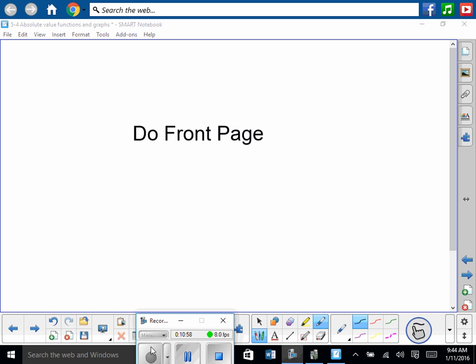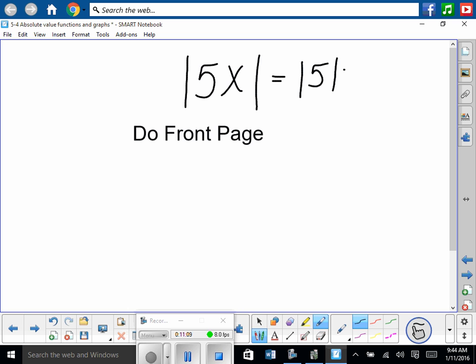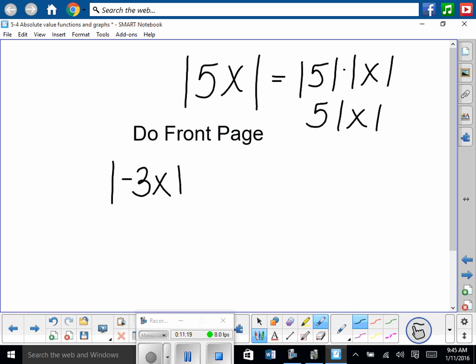If you have something like the absolute value of 5x, for example, you could split it up. That's just 5 times x. That's actually the same thing as the absolute value of 5 times the absolute value of x. So that's just 5 absolute value of x. You see how it's the same thing? So let's say we have the absolute value of negative 3x. Well, that's the same thing as the absolute value of negative 3 times the absolute value of x. So that's the same thing as 3 absolute value of x.